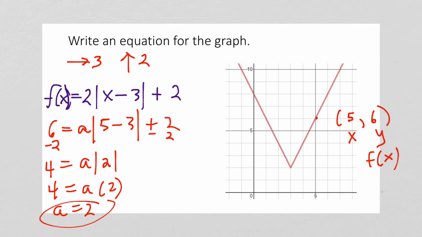All right, now you can always test it out to see whether you made any mistakes by just choosing another point, one that you can read, like that one, for instance, sticking it in for y here and x here, and seeing if your left-hand side of the equation and your right-hand side of the equation are equal. That would prove that you had found the correct a value.